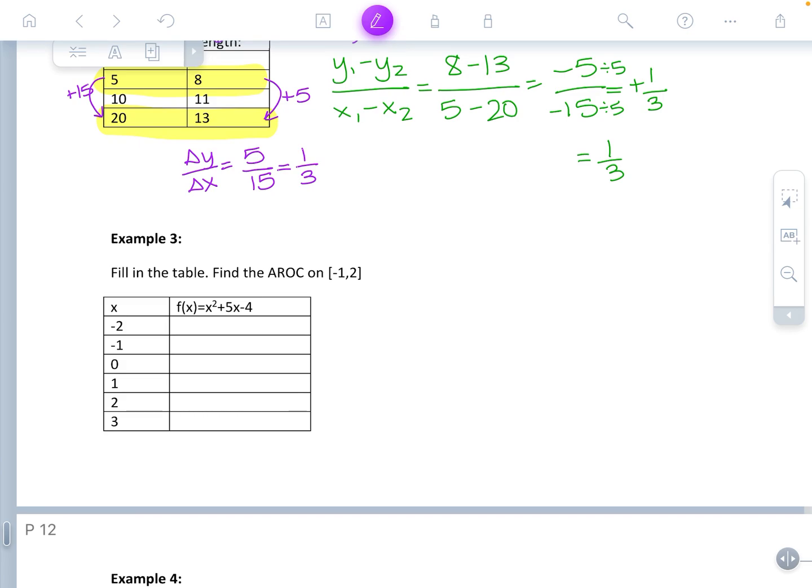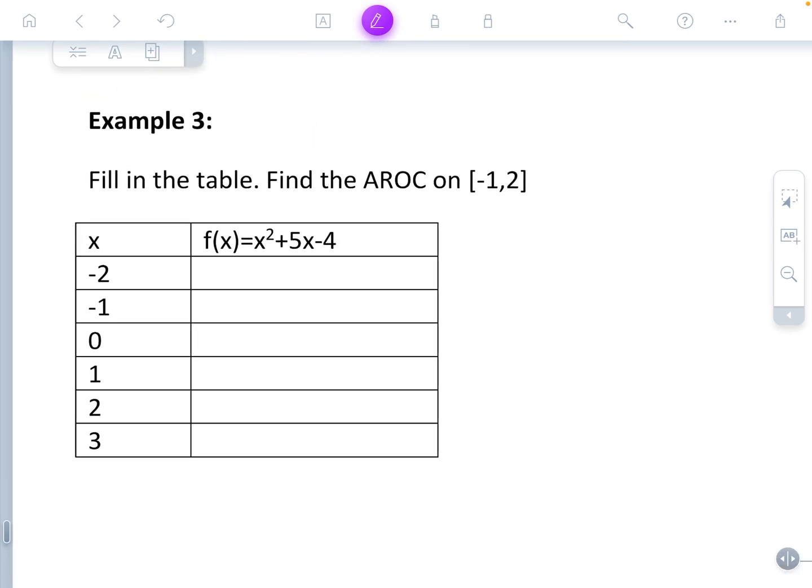Okay, so now we are going to do example 3. This one, the table is not given to us, so we have to find all the y values, and we have to find the average rate of change on the interval. Remember, this is interval notation, -1 to 2. So this is going to be our x1, and this is going to be our x2 when we figure it out. First, let's fill in the table.